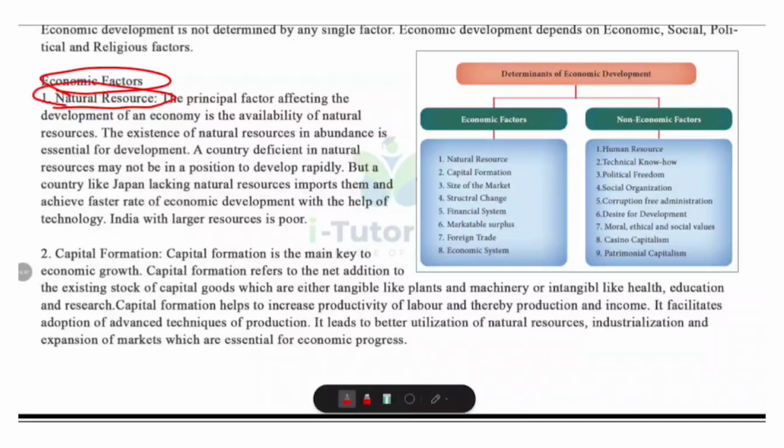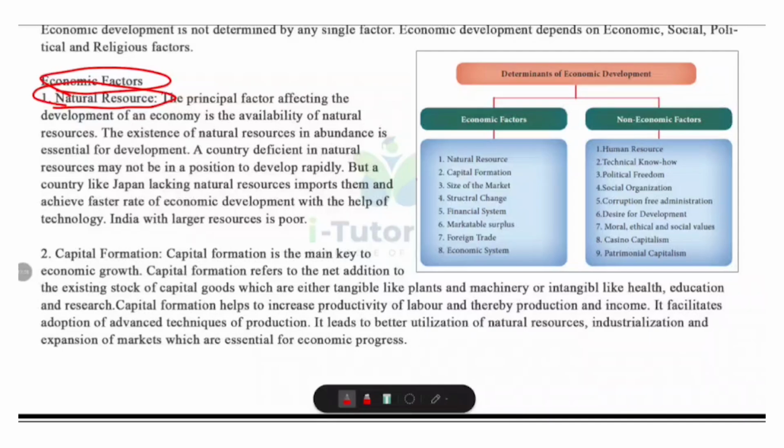That is, natural resources are one of the primary determinants of development. A country with abundant natural resources such as minerals, forests, fertile land and water has a higher potential for growth. However, resources alone do not guarantee development. For example, Japan has very few natural resources.